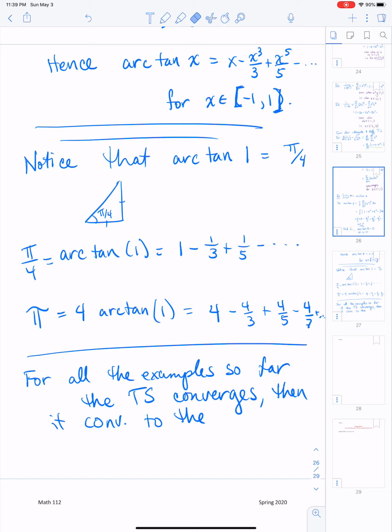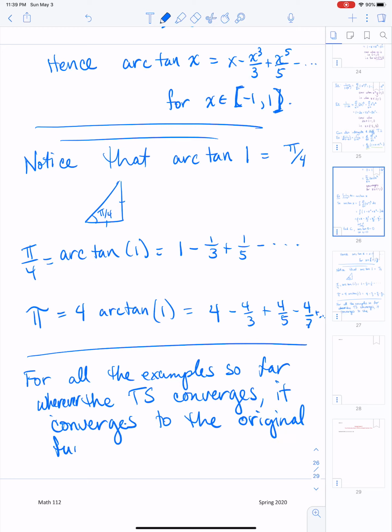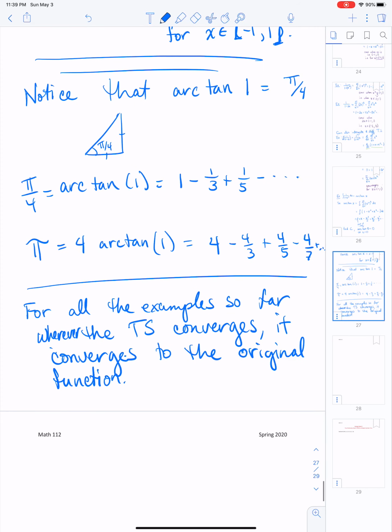So I'll say wherever the Taylor series converges, it converges to the function. This need not be the case.